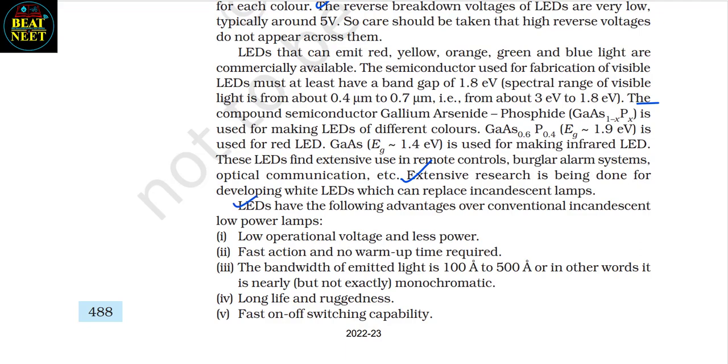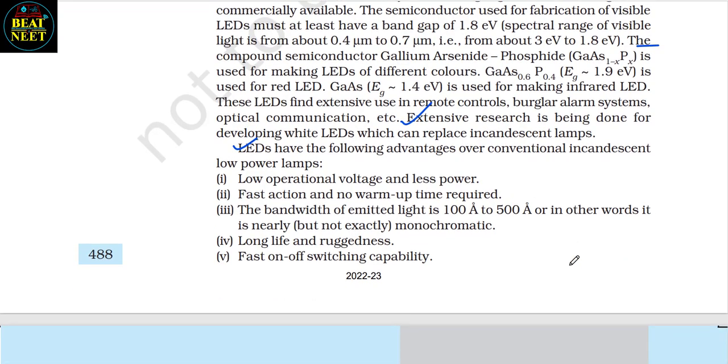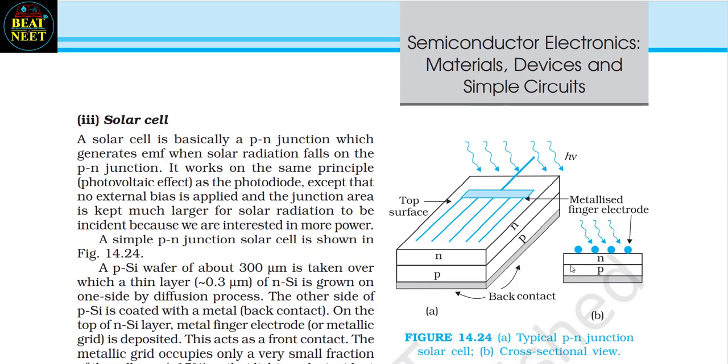LEDs have the following advantages over conventional incandescent low power lamps. Number 1, low operational voltage and less power. Number 2, fast action and no warm-up time required. Number 3, the bandwidth of emitted light is 100 angstrom to 500 angstroms, or in other words, it is nearly but not exactly monochromatic. Number 4, long life and rigidness. And number 5, fast on-off switching capability.